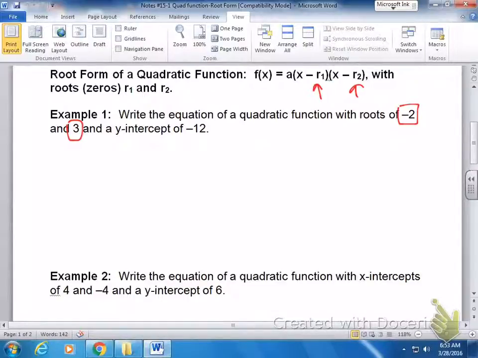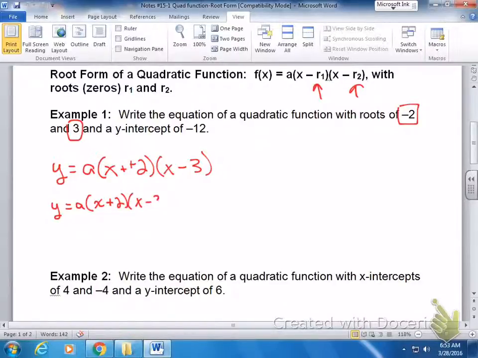So that's the first thing I'm going to do. I'm going to rewrite it. I have f of x, or let's just say y. f of x and y are the same thing. y equals, I don't know what a is yet, but I have x minus, let's see, negative 2 is my first one. Then I'm going to have x minus 3, my second one. Now I have a double negative situation going on in here, so I'm going to rewrite that. y equals a times x plus 2 times x minus 3.